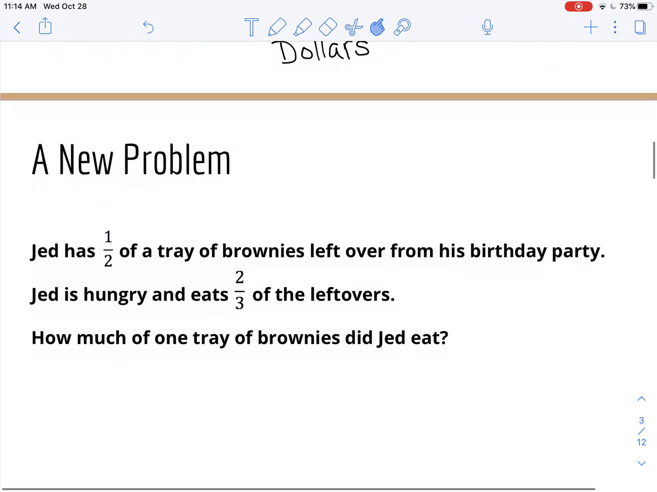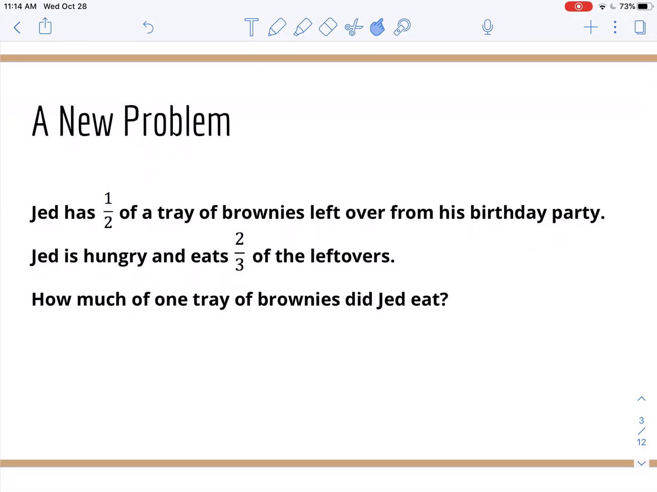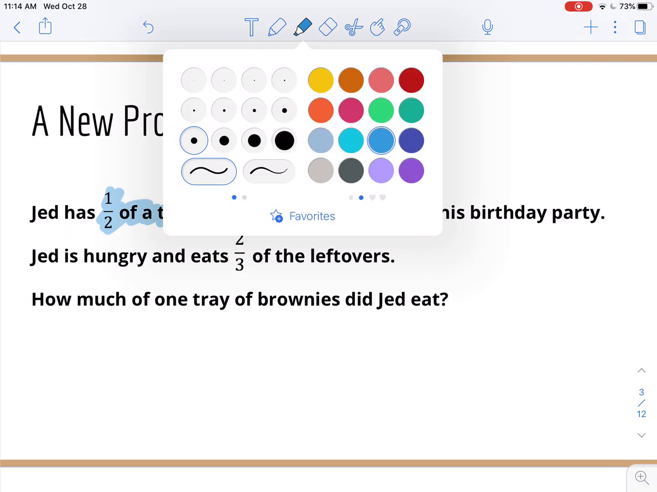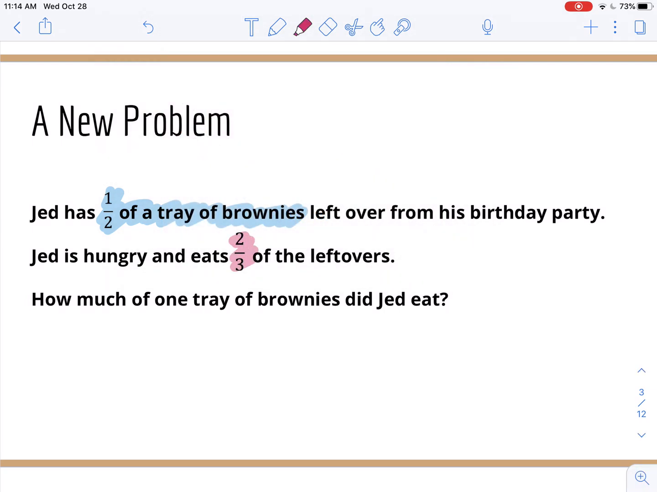Today, we are going to work on a fraction of a fraction. So this problem is about one of my favorite things in the whole entire world. It's about brownies. Jed has half of a tray of brownies left over from his birthday party. That means they ate half, so there's still half left. Then he's hungry and eats 2/3 of the leftovers. How much of one tray did he eat?